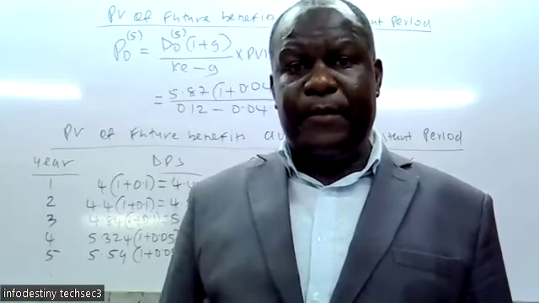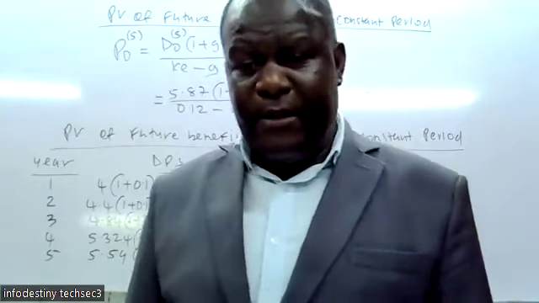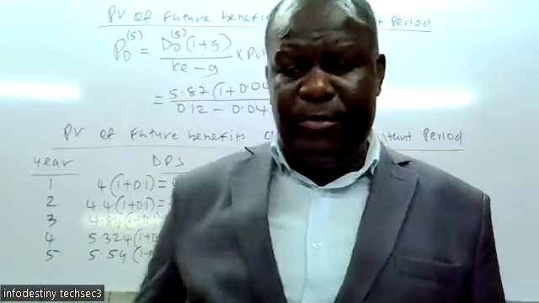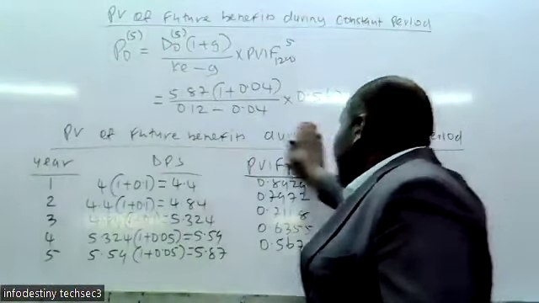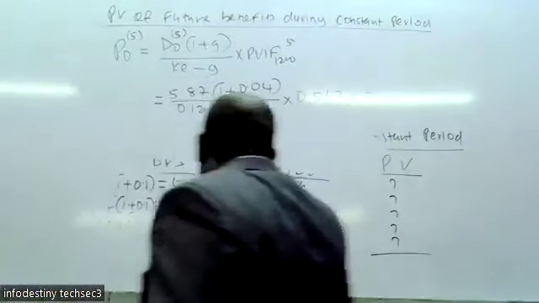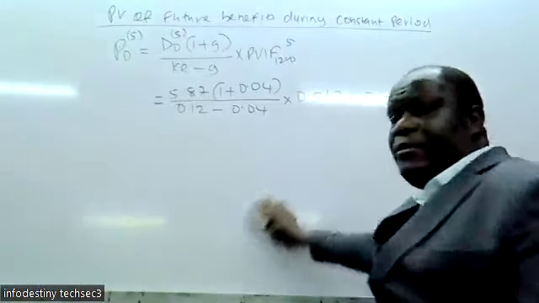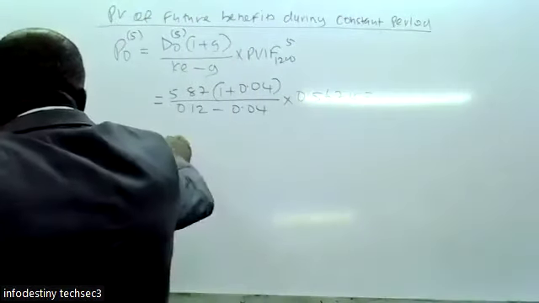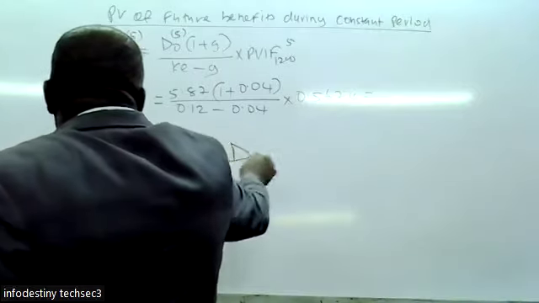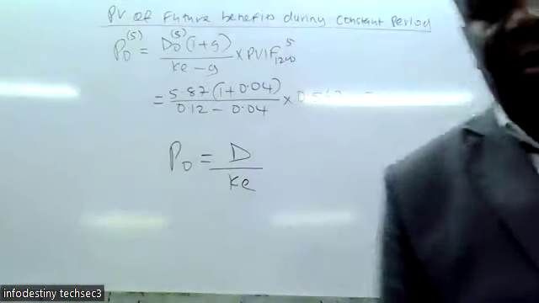and therefore their theoretical value will be expressed as follows. So PO will be equal to D divided by KE.